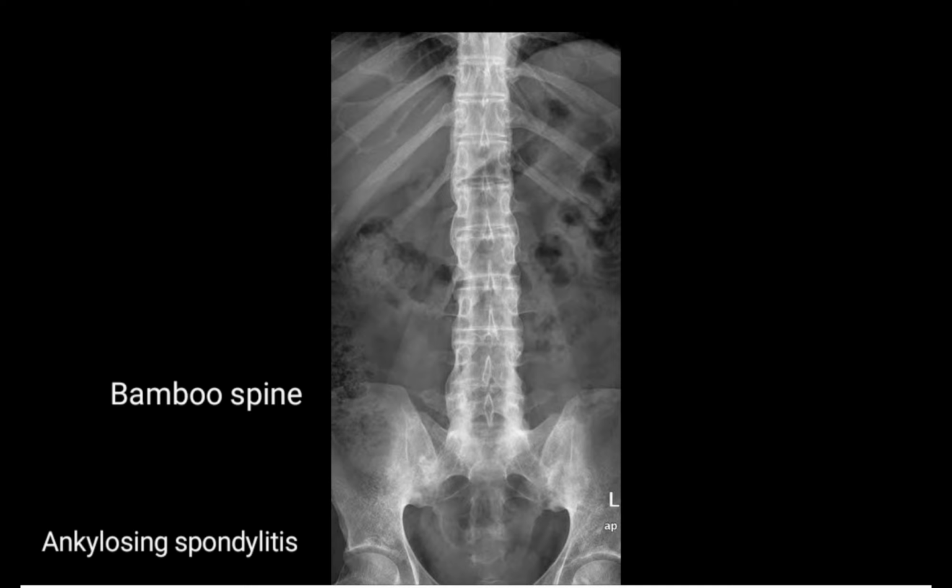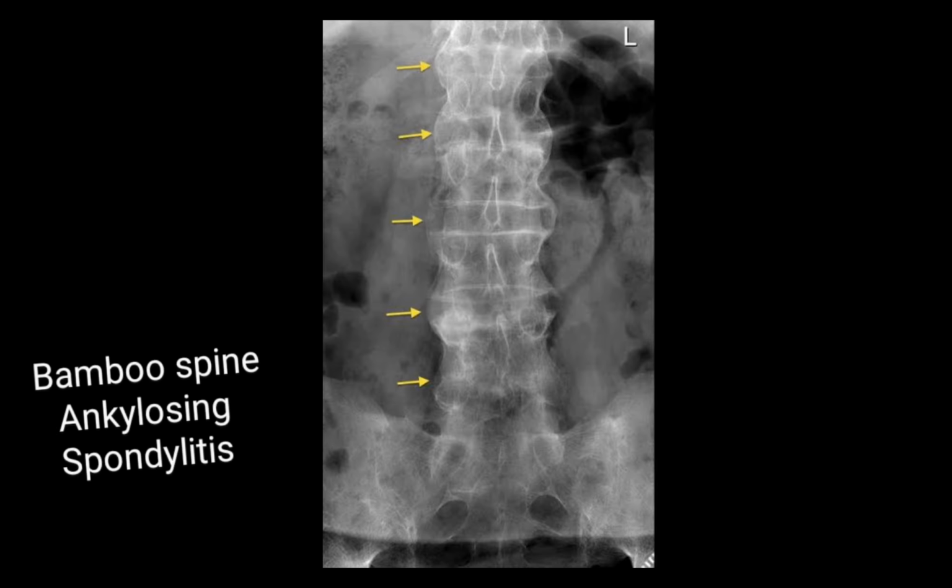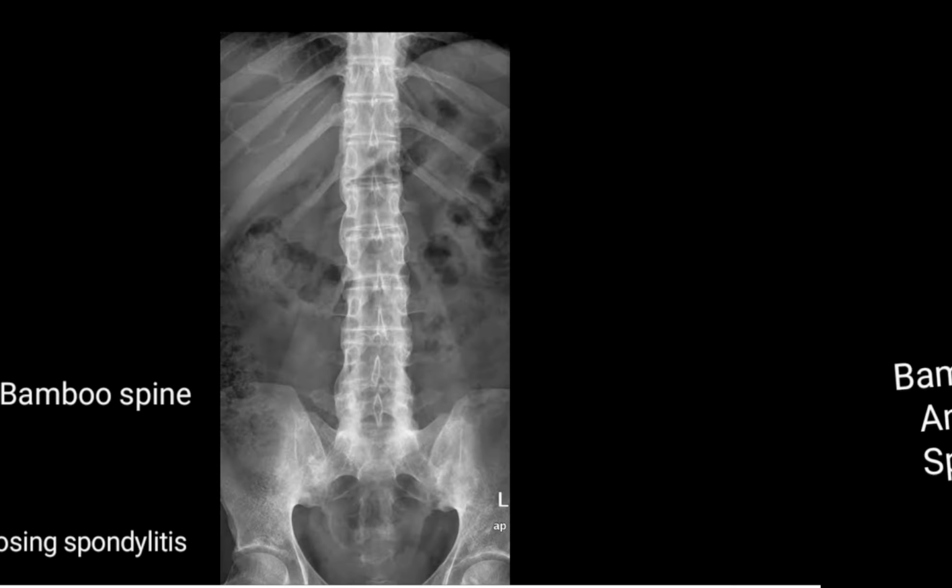This is an image of bamboo spine. Bamboo spine is linked with ankylosing spondylitis. Bamboo spine, ankylosing spondylitis. Another image. See, it is appearing like a bamboo spine.